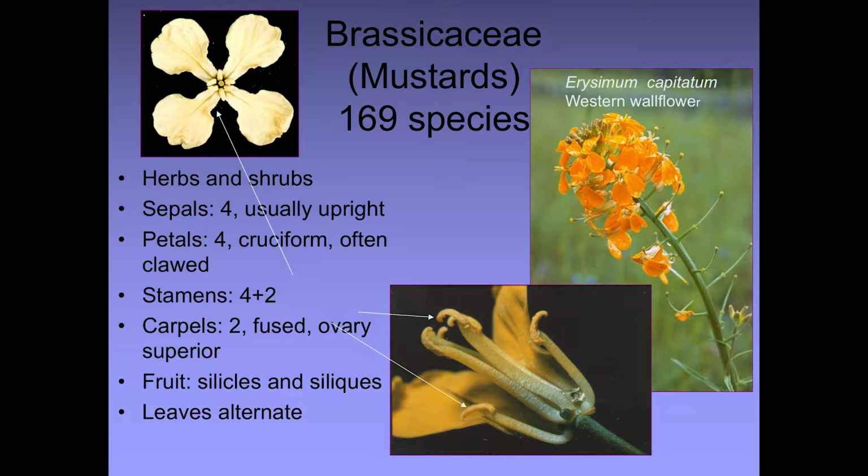Brassicaceae are the mustards. Herbs and shrubs also. Sepals 4, usually upright. Petals are 4, and cruciform means cross-shaped. They're just across like that. There's about 169 species in the state. Now these have the fruits that are the siliques and silicles. John, am I saying those right? Okay. And the leaves alternate, and we have examples of those already. Western wallflower is one of the prettiest ones you see in the field.